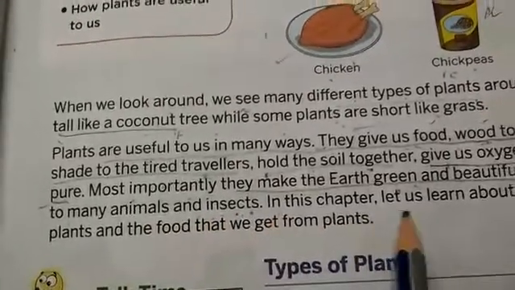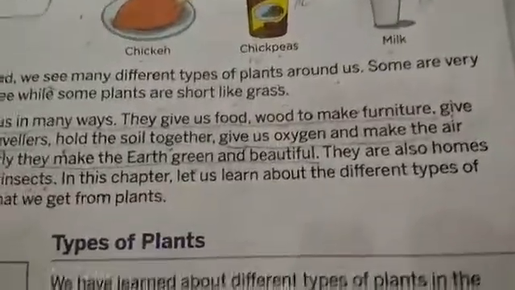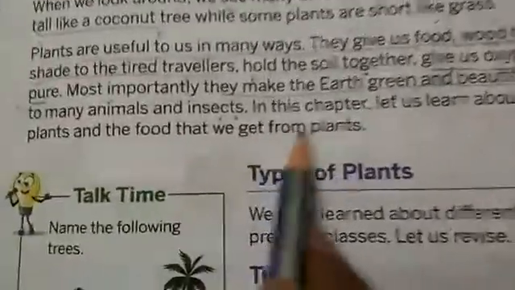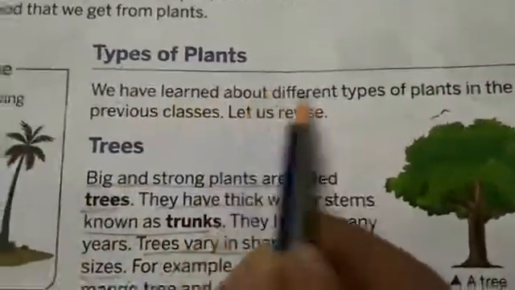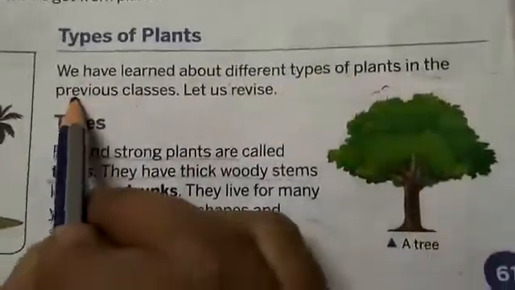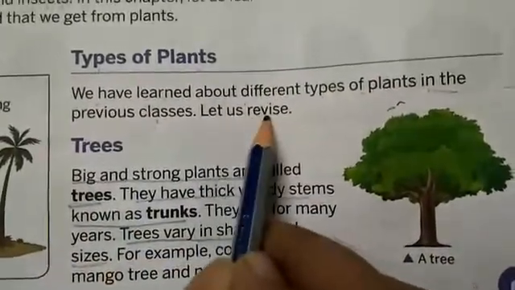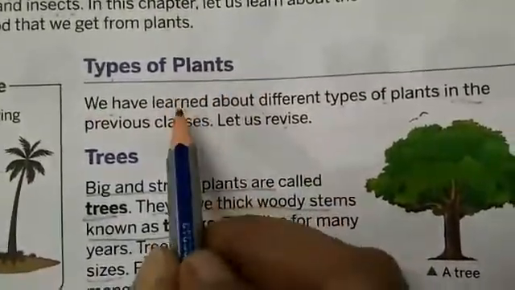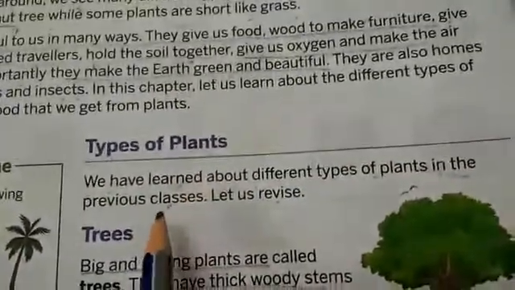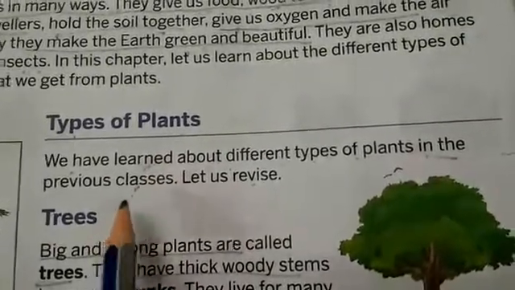In this chapter, let us learn about the different types of plants and the food that we get from plants. Now we have learnt about different types of plants in the previous class. Let us revise. We learnt it before when you were in class 2, and in the previous chapter also we learnt about herbs, shrubs, trees and everything.